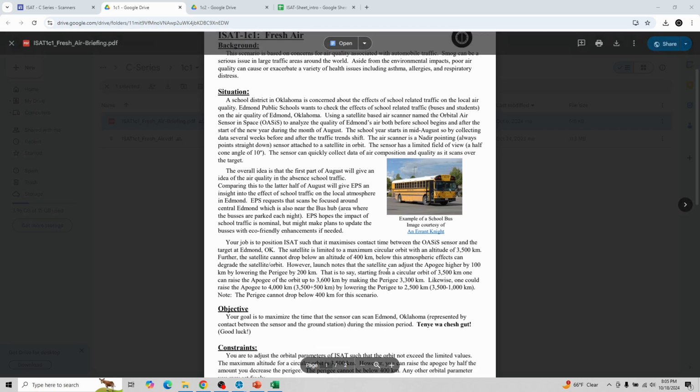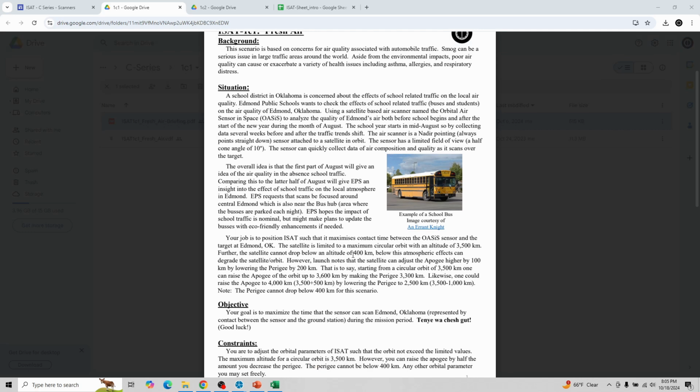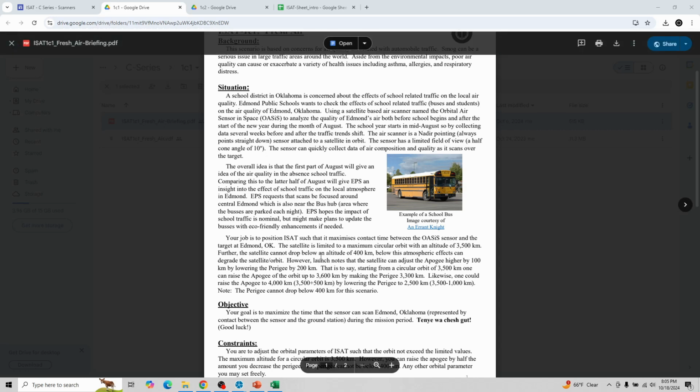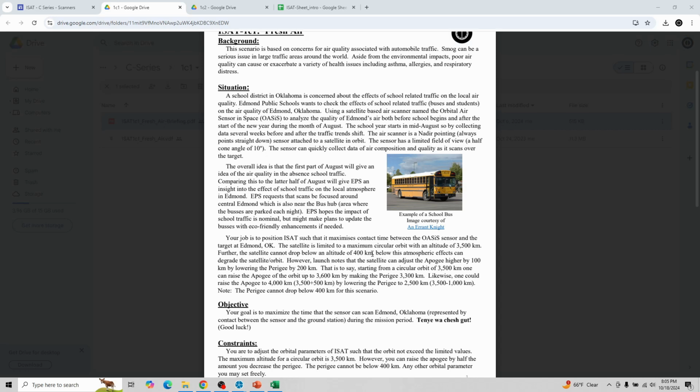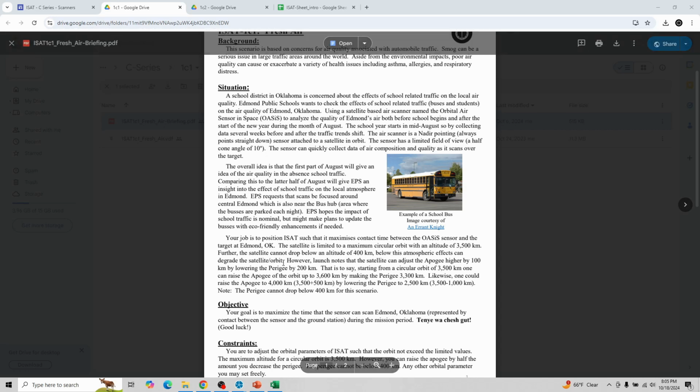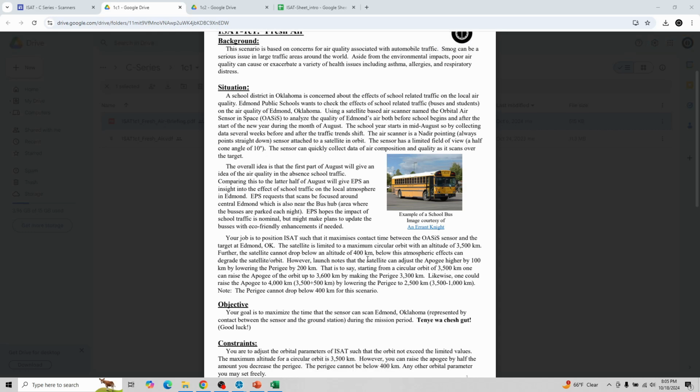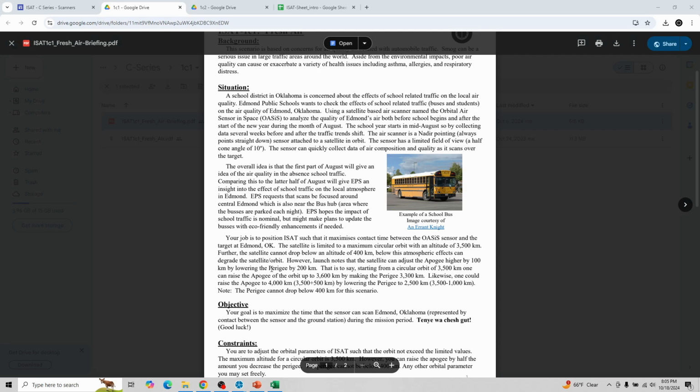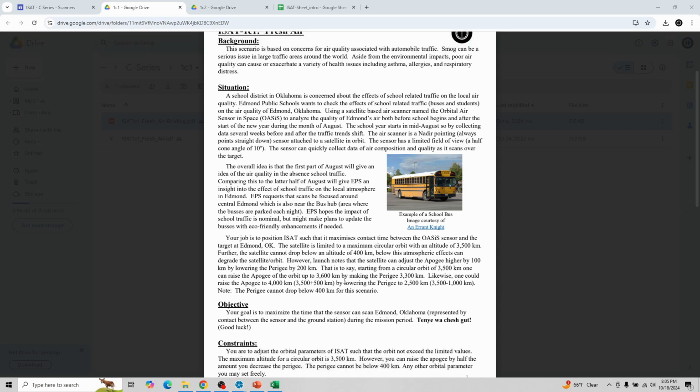So we've got in Fresh Air and in the other C series ones, I introduced the following. Your job is to position the satellite. The satellite is limited to a maximum circular orbit with an altitude of 3,500 kilometers. Further, the satellite cannot drop below an altitude of 400 kilometers. Below this, atmospheric effects can degrade the satellite's orbit. However, launch notes that the satellite can adjust the apogee higher by 100 kilometers by lowering the perigee by 200 kilometers.